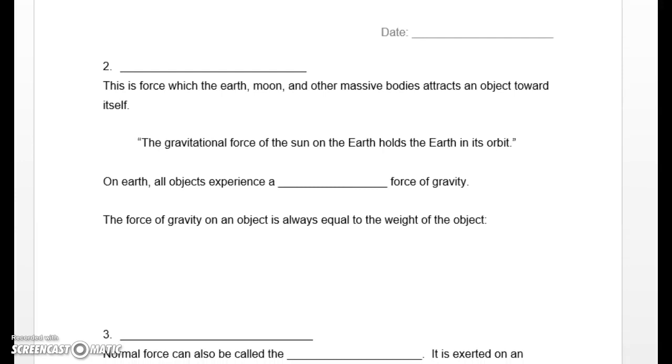Looking at our second type of force, this one here is probably the most common type of force that we know, and that is the force of gravity.